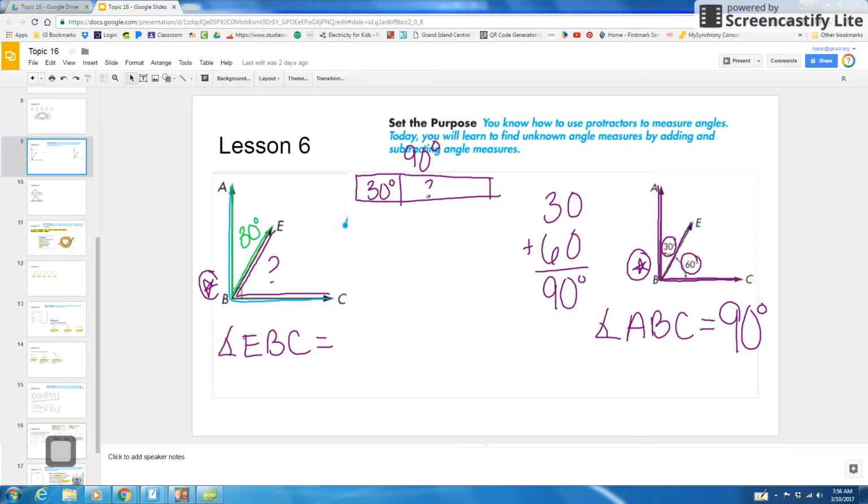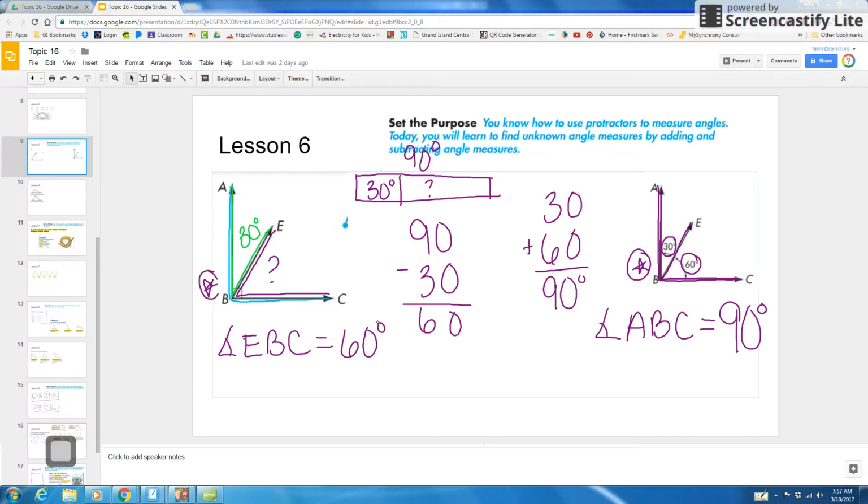This ties way back into the beginning of the year. If I have a part and a whole, or a total, I need to find my other part. That means we need to subtract. So I have my 90-degree angle. I'm going to subtract my 30-degree angle to find that missing piece. And we end up with 60 degrees. Okay?